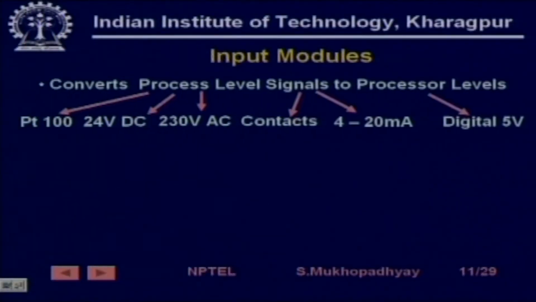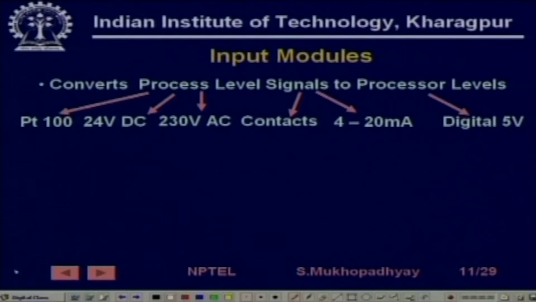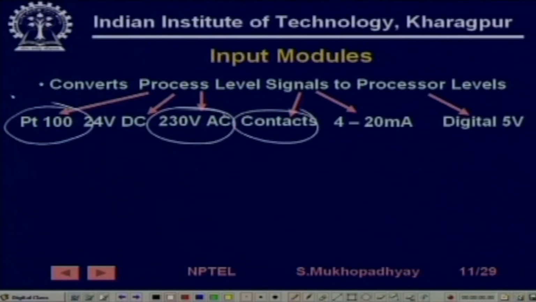So, we look at input modules. Input modules basically convert process level signals to processor levels. What do we mean by process level signals? Process level signals are signals which actually exist on the field. For example, they could be 24 volt DC signals or 230 volt AC signals, or even sometimes contacts, sometimes some RTD, platinum RTD, or a 4 to 20 milliampere current loop, the signals which actually come out of sensors and actuator devices.